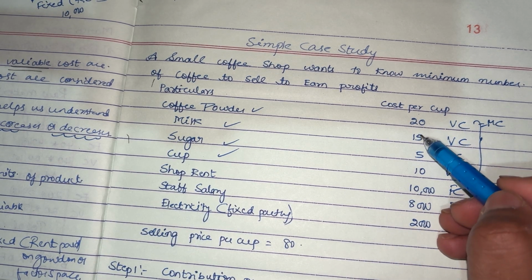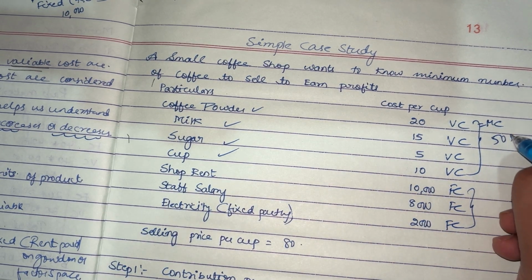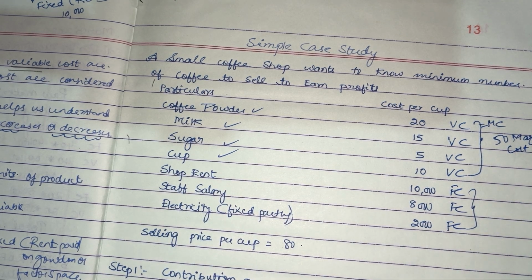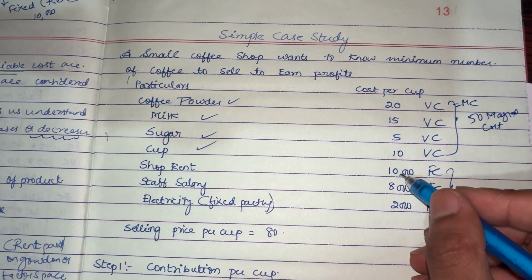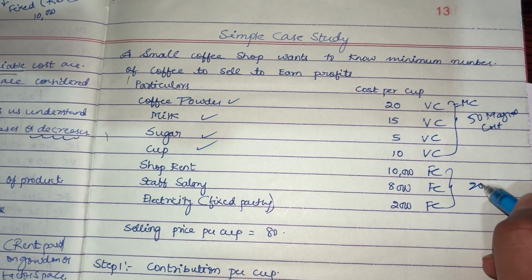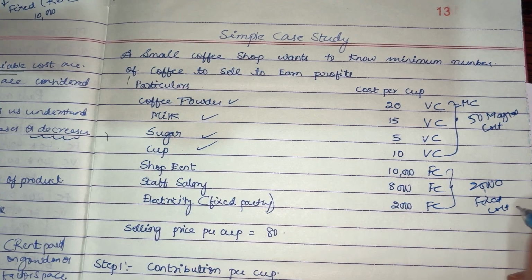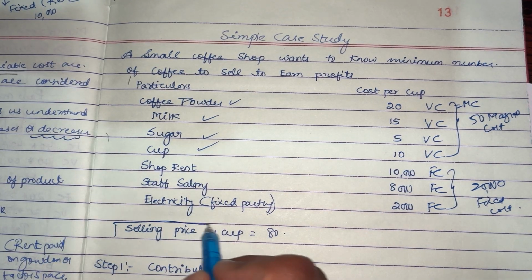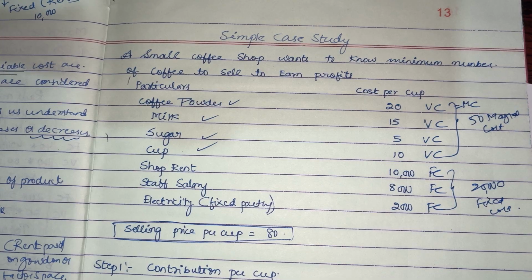Yeah, 20, 30, 40, 50. So my marginal cost will be 50 rupees, because you already know the formula. Marginal cost is nothing but your variable cost. Then we have a fixed cost, and 18 plus 2 will be 20,000, which is considered as fixed cost. Now this particular business is selling the coffee at 80 rupees per cup.